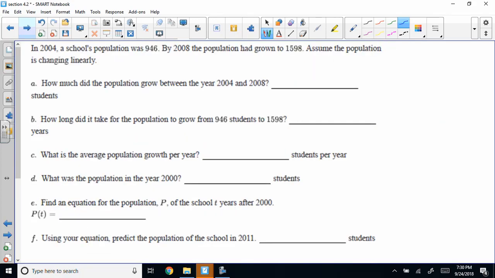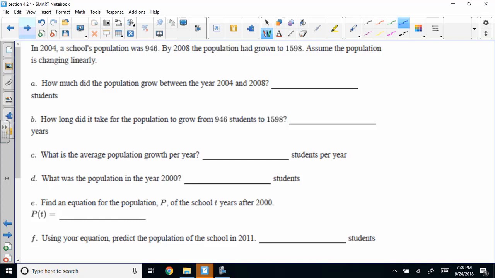All right. In 2004, a school's population was 946. In 2008, that population had grown to 1598. Assume that the population is changing linearly, which means, hey guys, it's going at a constant rate of change. How much did the population grow between 2004 and 2008?